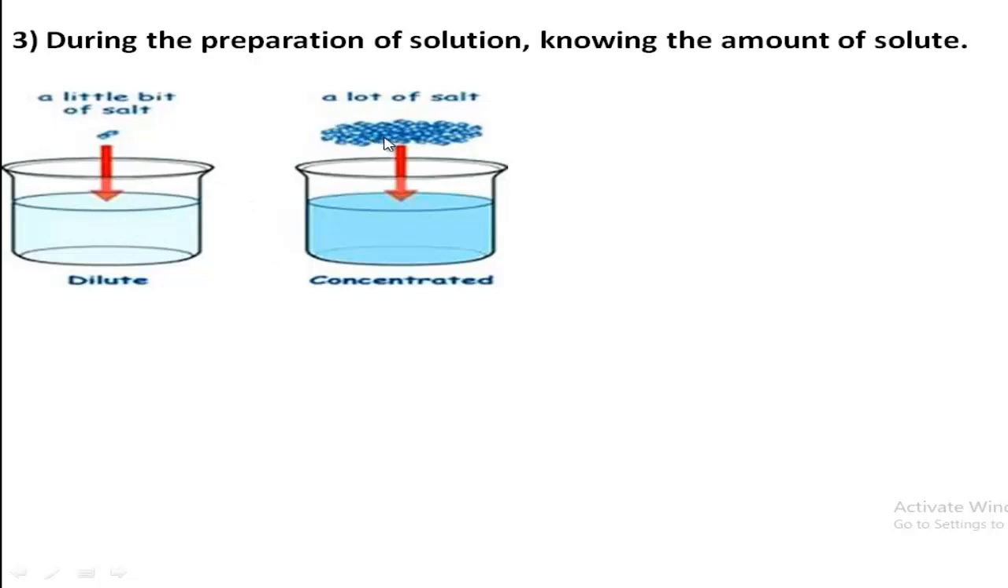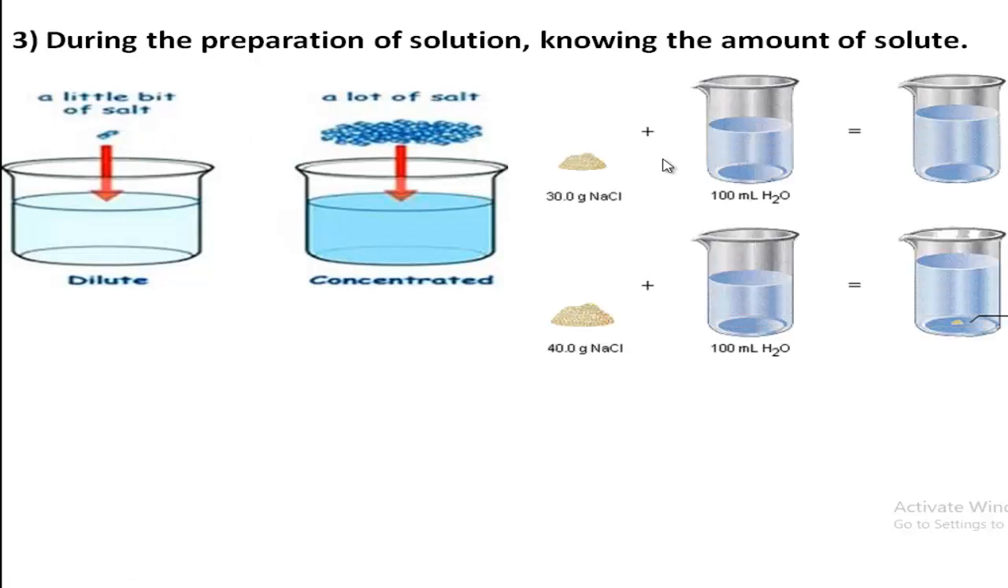So when you prepare a solution, follow this picture. Here we can see a little salt is used in this solution and a lot of salt is used in this solution. So we can easily say this is the dilute solution and this is the concentrated solution. That means here we can see the amount of solute. Now follow another picture.